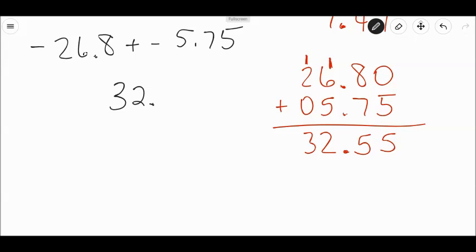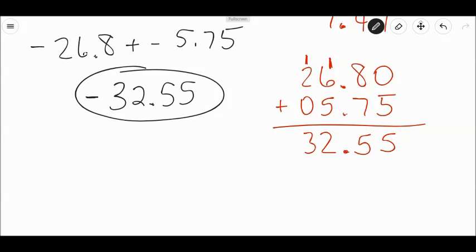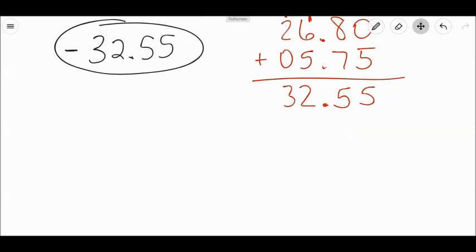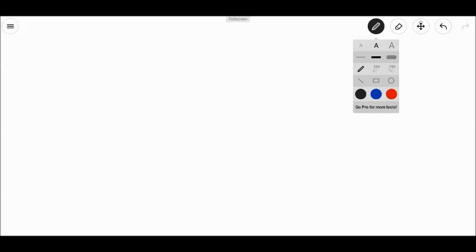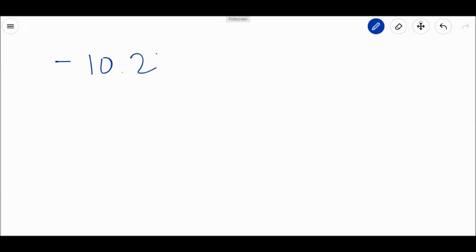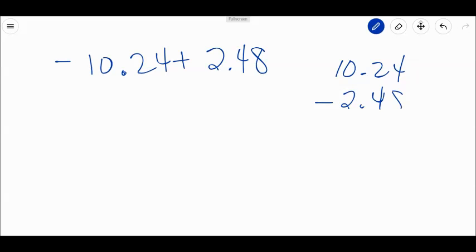But since both of the numbers in the problem are negative, my answer needs to be negative. So the answer is negative 32.55. Let's do one more here for good luck. Let's say negative 10.24 plus positive 2.48. Different signs means I should subtract. So I have 10.24 minus 2.48.